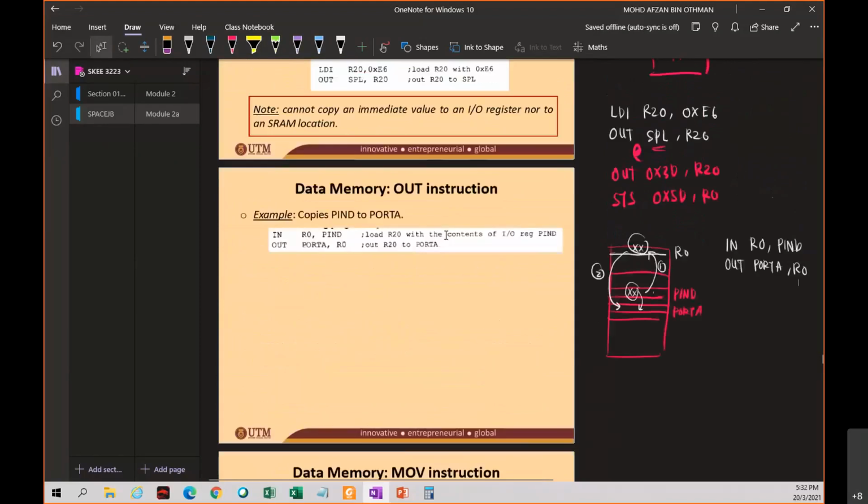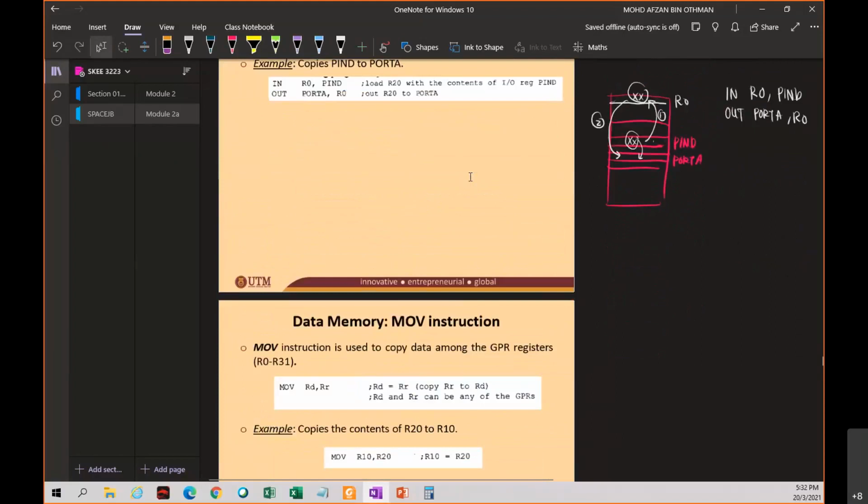Okay, so that is for the out instruction. Tak apa, in the next module pun kita akan sentuh sikit-sikit pasal instruction yang ni nanti. Tapi that one I akan go more quickly lah.